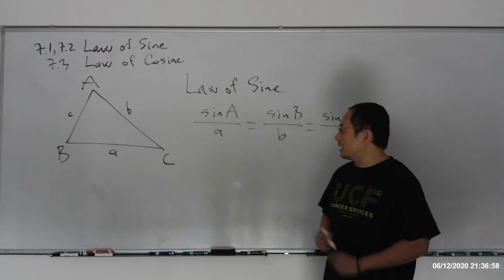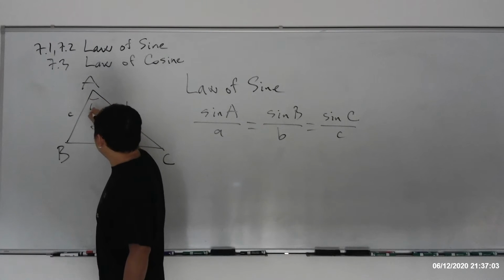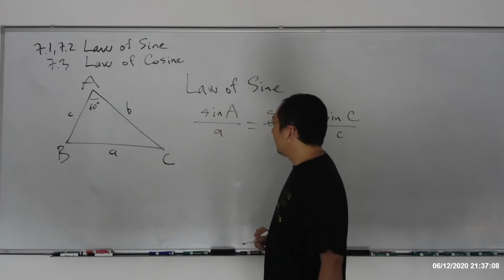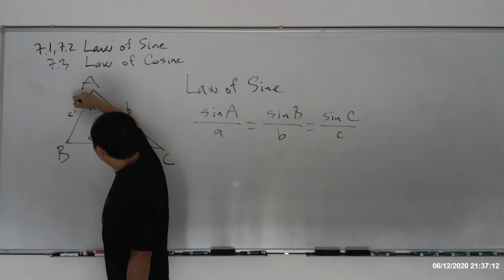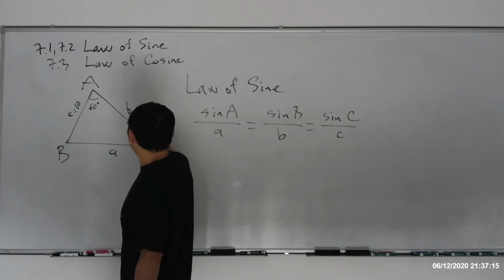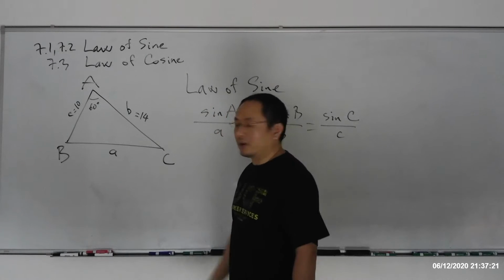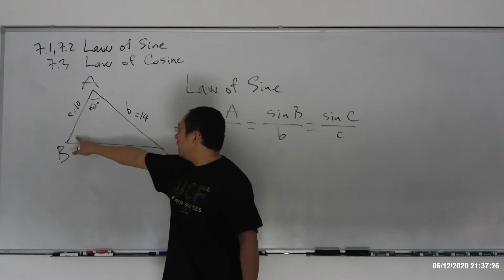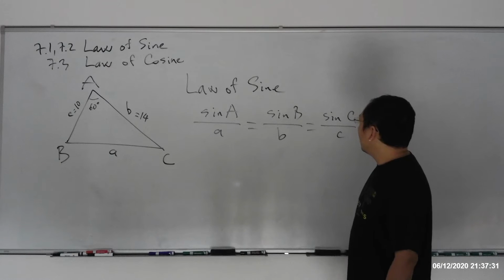Let me give you an example. What if I give you the angle A equal to, say, 60 degrees? Okay, 60 degrees means pi over 3, right? And say side c equal to 10 feet, and side b equal to 14 feet. Alright, can you figure out the rest of the triangle? In other words, you have to calculate the side a, the angle B, and the angle C.